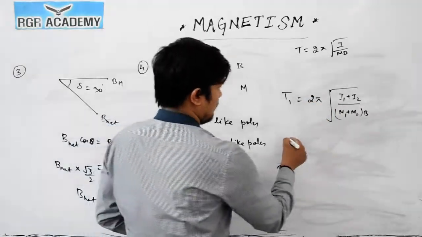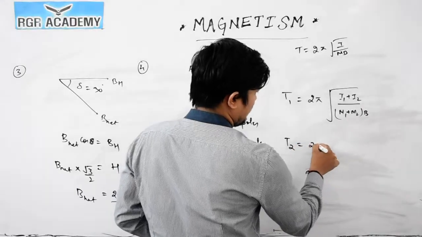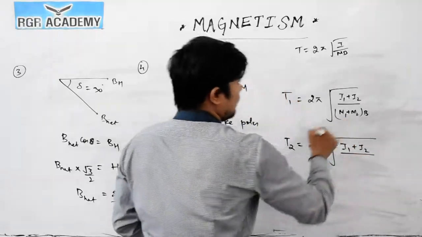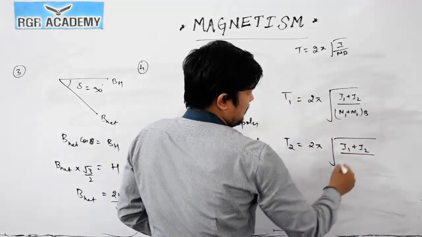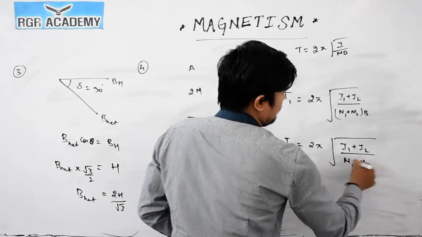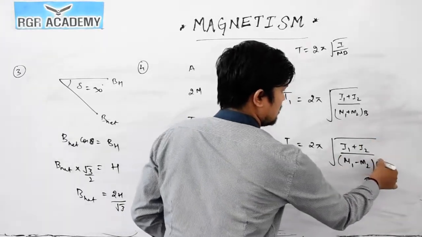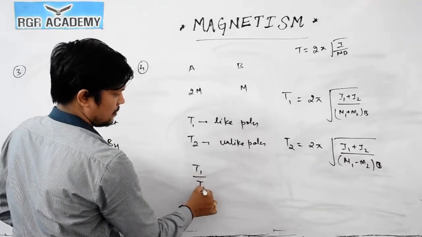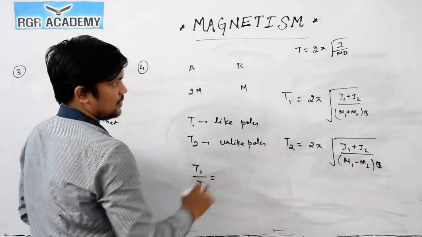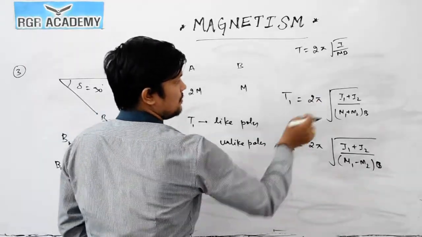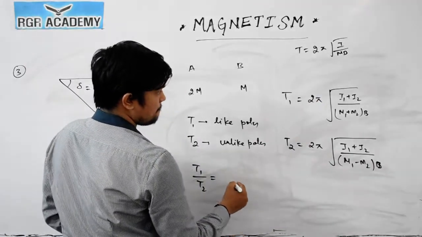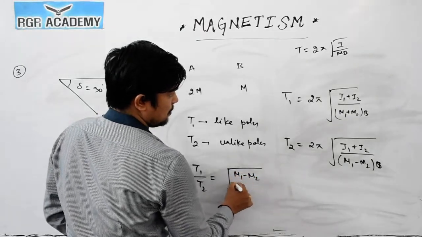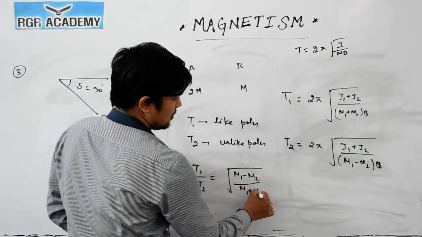Okay, and when unlike poles are placed together, the time period is 2 pi under root of moment of inertia will add up, I1 plus I2, divided by, but the magnetic moment will be subtracted. So M1 minus M2 into B. Magnetic field is the same. Okay, this is B. So they are asking the ratio of T1 by T2. If you take the ratio, T1 by T2 will be equal to, I1 and I2 will cancel out. This term will cancel out. Then what you will get? Under root of M1 minus M2 divided by M1 plus M2.